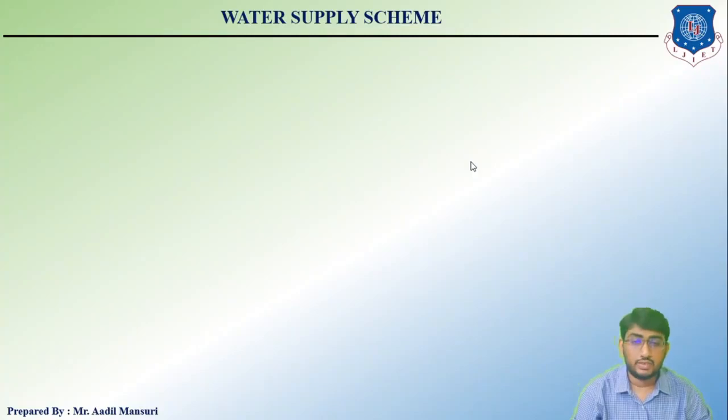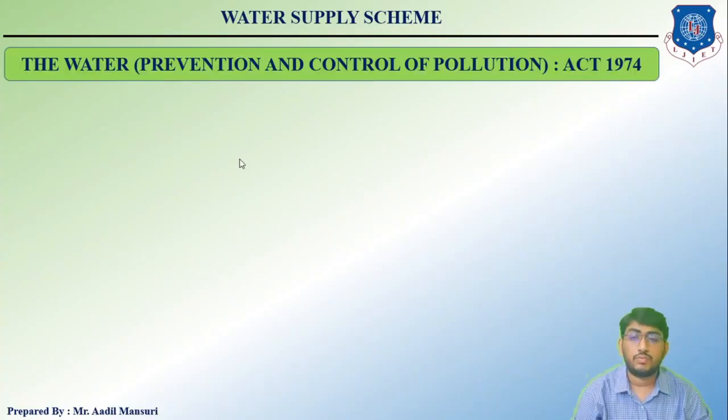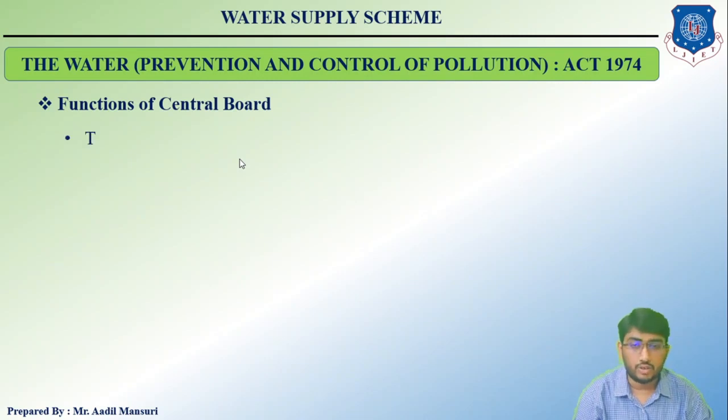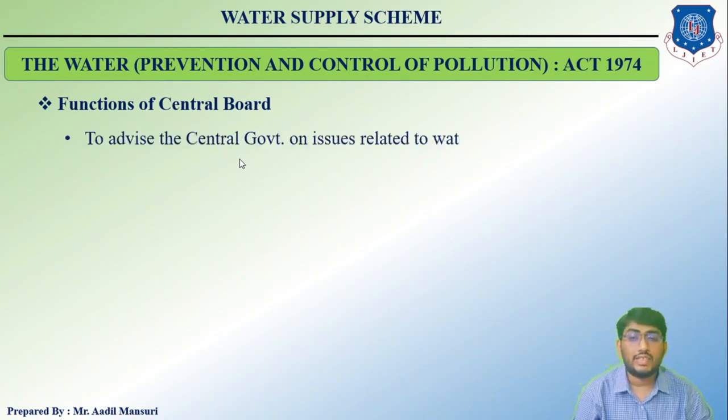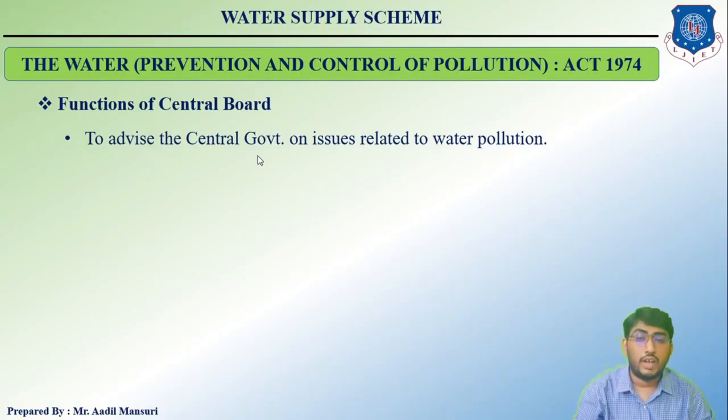So next, functions of the central board, right? We looked at the constitution, now looking at the functions. What functions will it carry out? So number 1, to advise the central government on issues related to water pollution, right? So the central board will advise the central government regarding the issues related to water pollution.